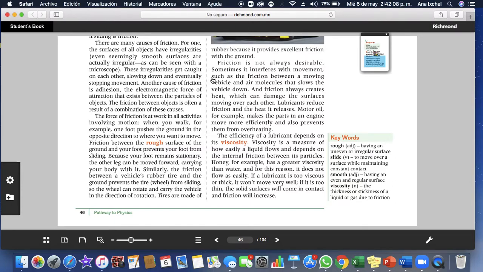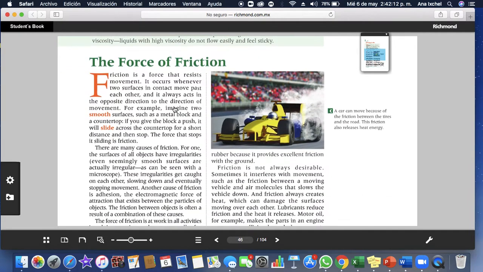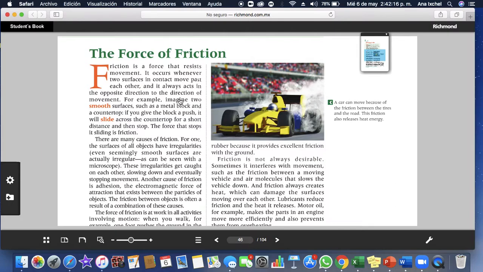Okay guys, let's start with the reading part. We have the force of friction. Friction is a force that resists movement. It occurs whenever two surfaces in contact move past each other, and it always acts in the opposite direction to the direction of movement. For example, imagine two smooth surfaces such as a metal block and a countertop. If you give the block a push, it will slide across the countertop for a short distance and then stop. The force that stops it sliding is friction.